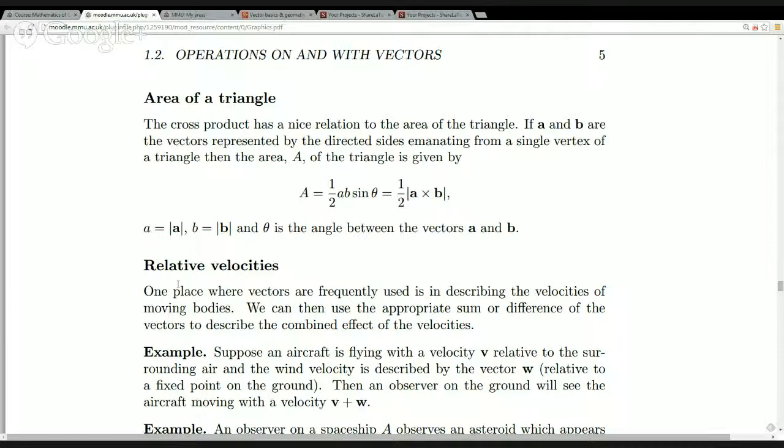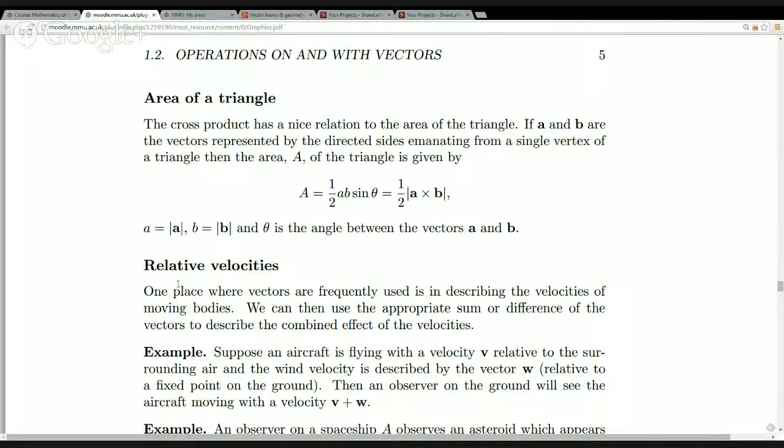The wind might be blowing this way, for instance, with the vector w. Then the velocity of the plane relative to the fixed observer on the ground, as far as this person who's standing on the ground is concerned, won't be the vector v, but the plane will be moving off in this direction, which is the velocity vector v plus w.